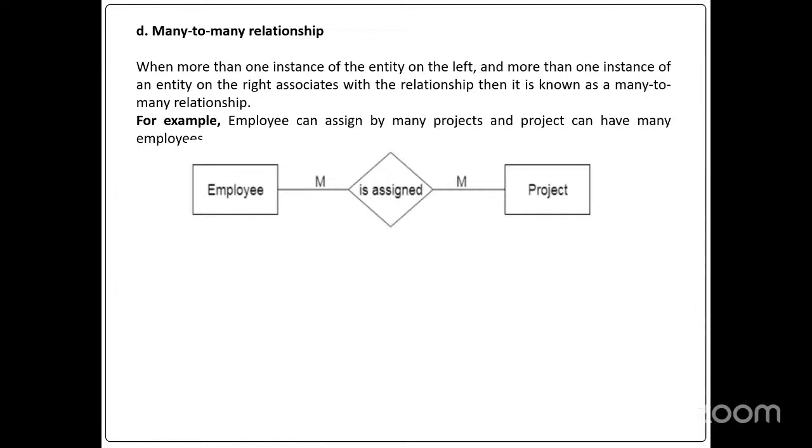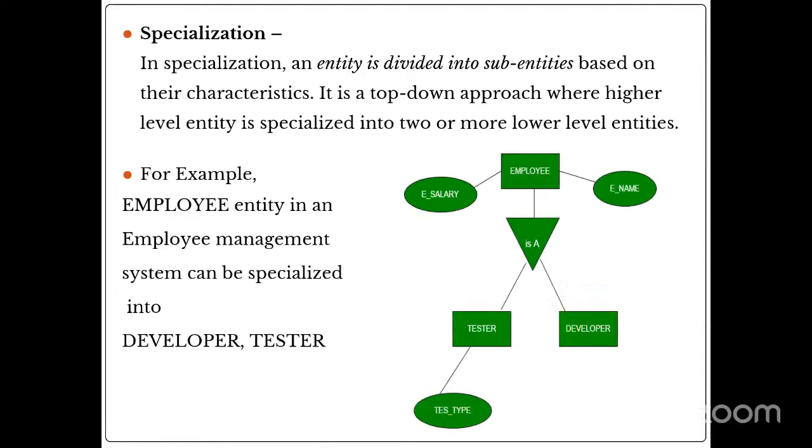Till now we have seen different types of attributes, different types of relationships. Okay? Next slide. Specialization. So this is the symbol for specialization. See here, this is an entity which is divided into sub-entities based on the characteristics. It is a top-down approach.